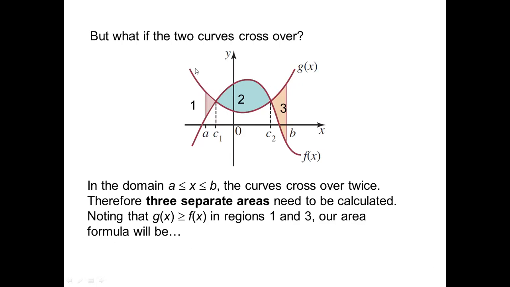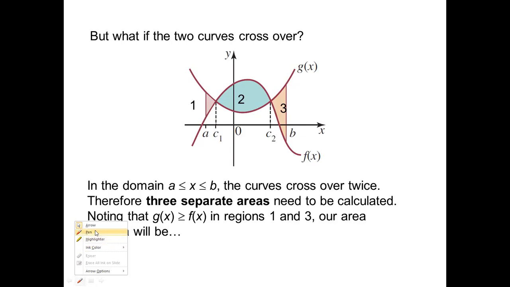Noting that your g of x is greater or equal to the f of x. So this is your f of x, and this is your g of x in regions 1 and 3. So in regions 1 and 3, it is your g of x that is higher than your f of x here. However, in region 2, that's the other way around. F of x is higher.